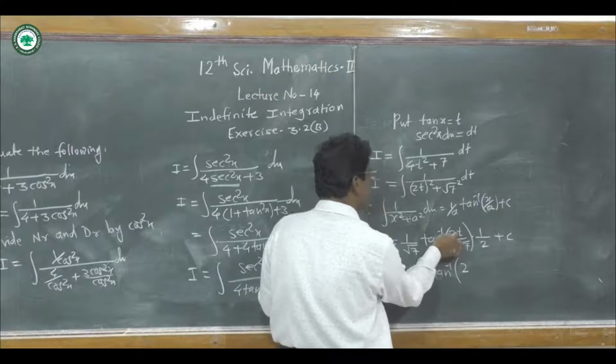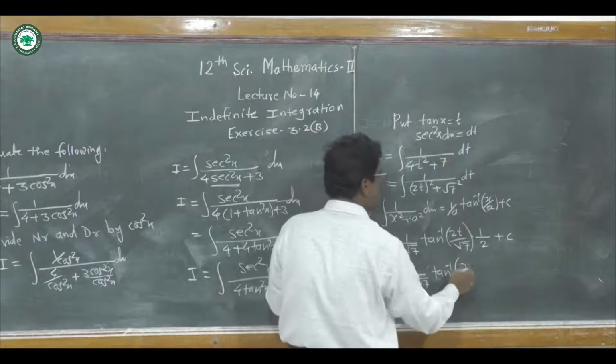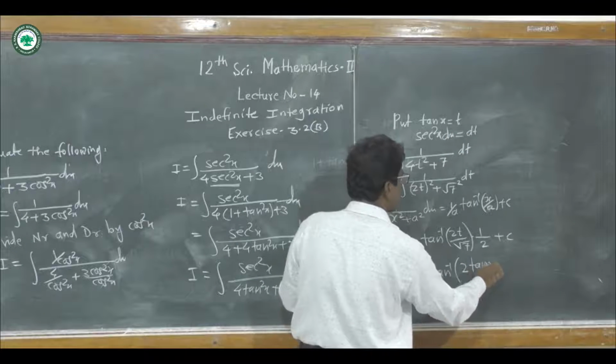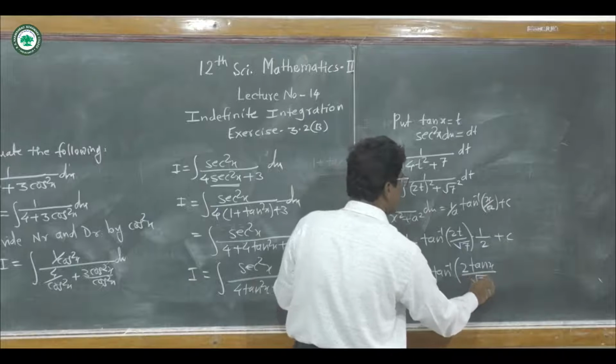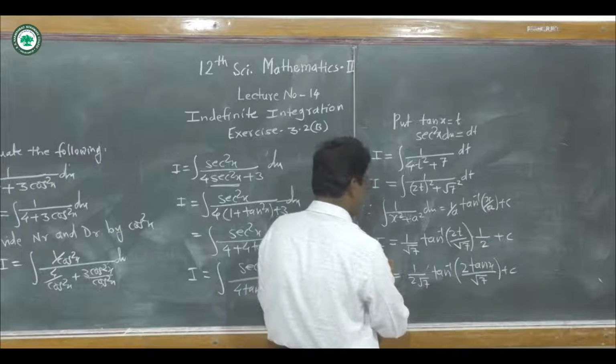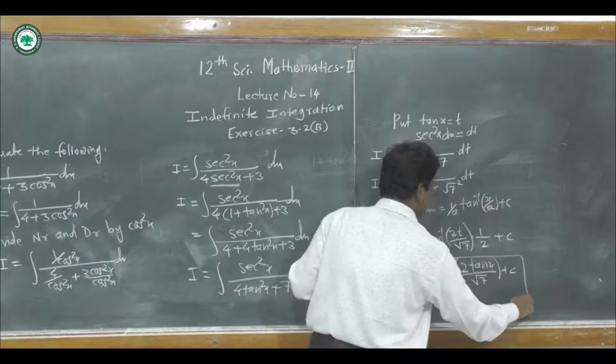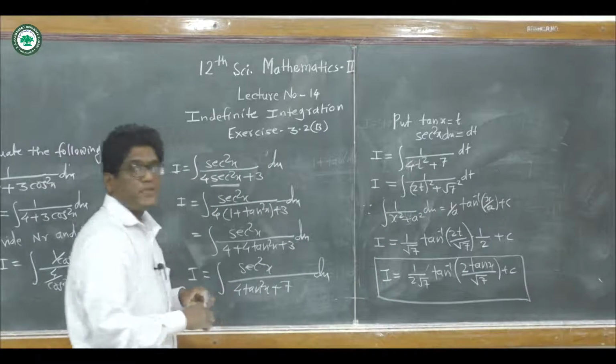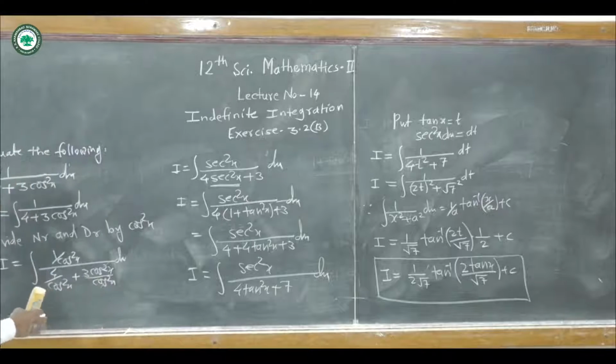Now put the value of t. What is t here? t is tan x. So 2 tan x upon root 7 plus constant of integration. This is the final solution. Highlight this solution. And in this way we have completed our 18th problem.